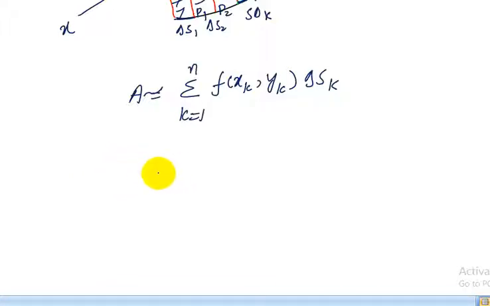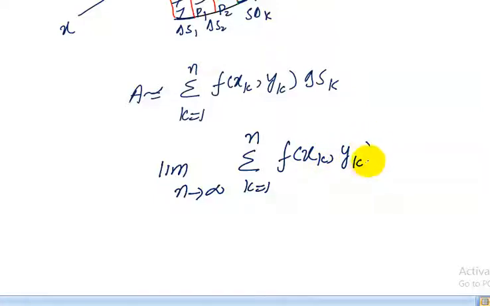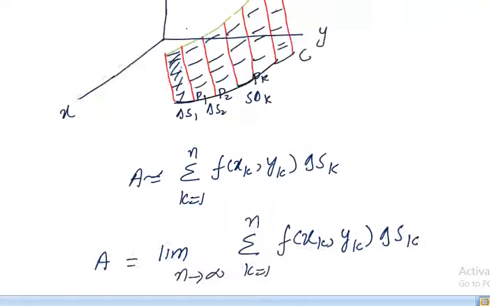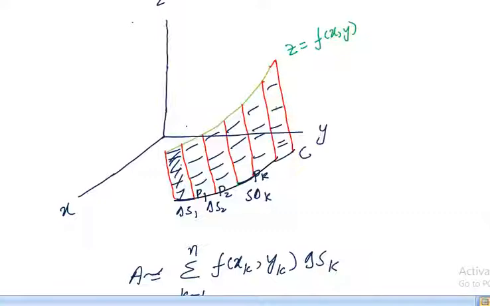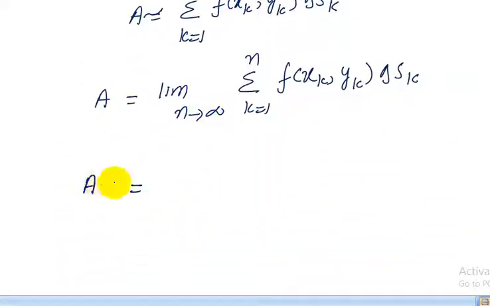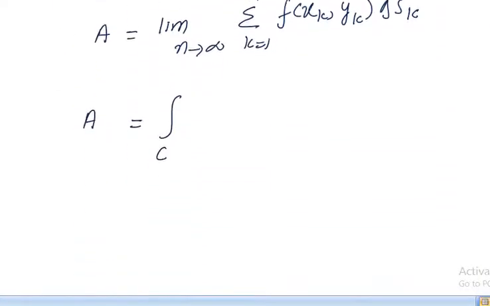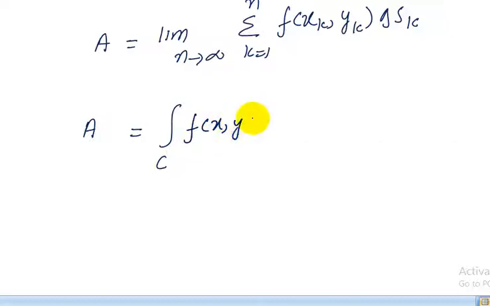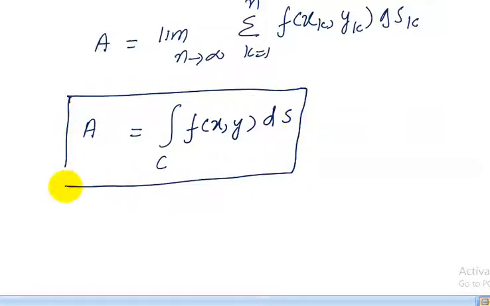Now when we take the limit n approaches infinity, the summation k starting from 1 to n f of xk yk del sk becomes the actual area between the curve C and the surface z equal to f of x y, and we know that this area can be written as the integration along curve C, this is our curve C, f of x y ds, and this relation is called line integral over the curve C.